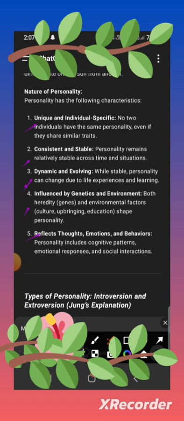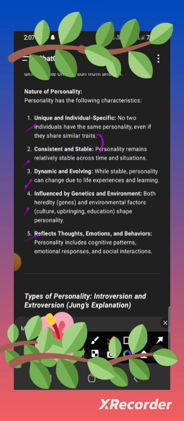So, the nature of personality. Personality has the following characteristics. Uniqueness. Each individual has a distinct personality even if they share some traits with others. No two people are exactly alike. No two individuals have the same personality even if they share similar traits.